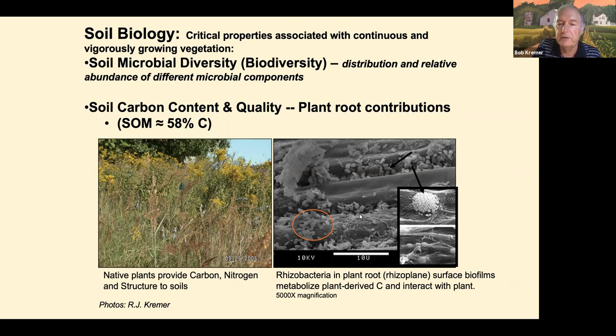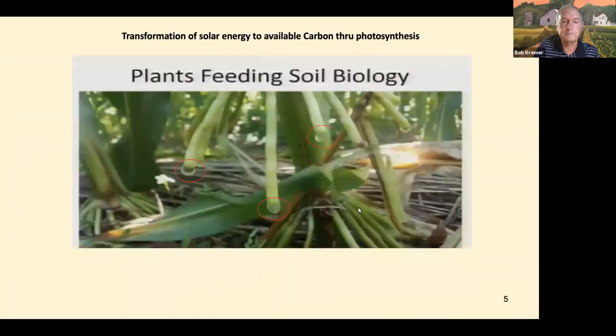This shows bacteria, small rods that are colonizing the plane of the root surface, often in biofilms, which are polysaccharides that the microbes produce to stick onto the roots. And the plant is exuding carbon on there. The microbes are getting benefits from that, but they are also producing nutrients and growth regulators for the plant. So it's a very intimate relationship between the plants and the microbes.